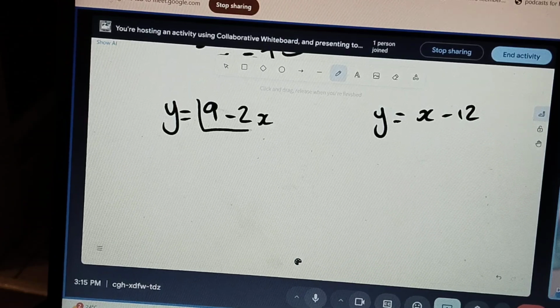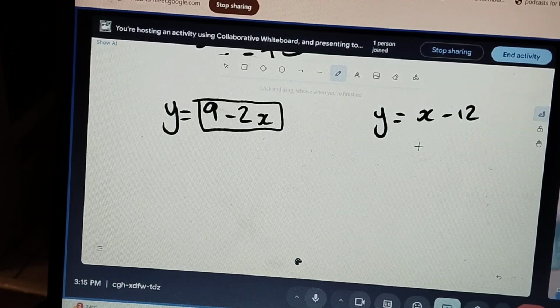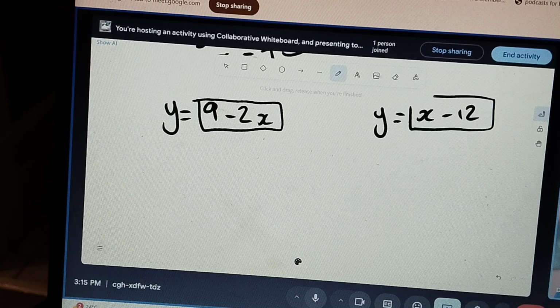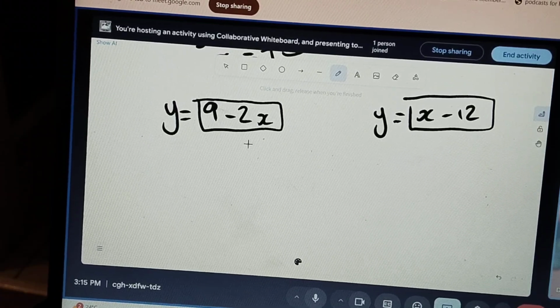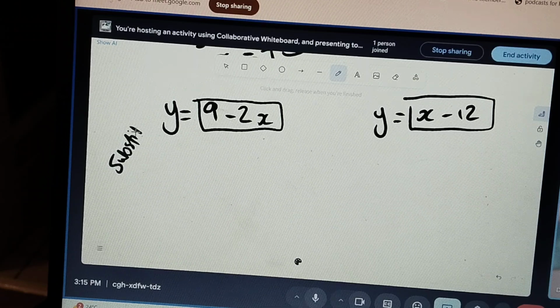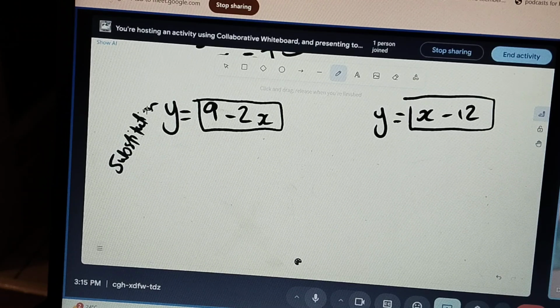Y equals this, right? But y also equals this. So then by substitution, I replace the y with the whole expression. So this is the substitution method. Substitution. Okay, like when you have a substitution teacher. So instead of y equals x minus 12, I'm going to say 9 minus 2x equals x minus 12.